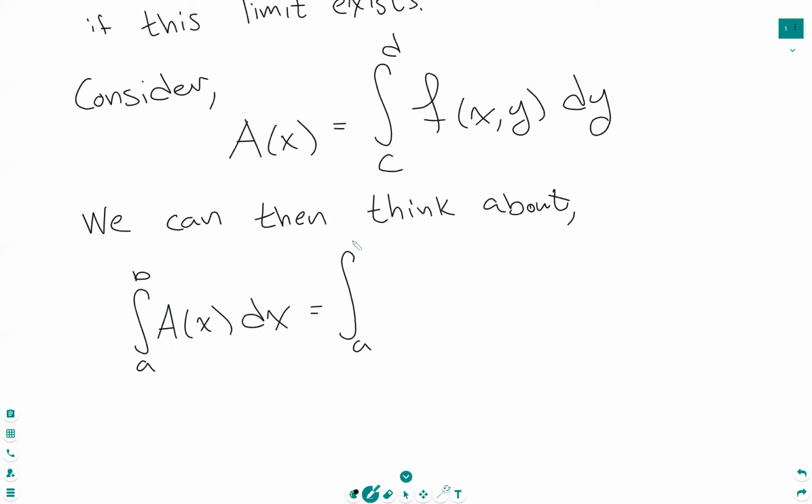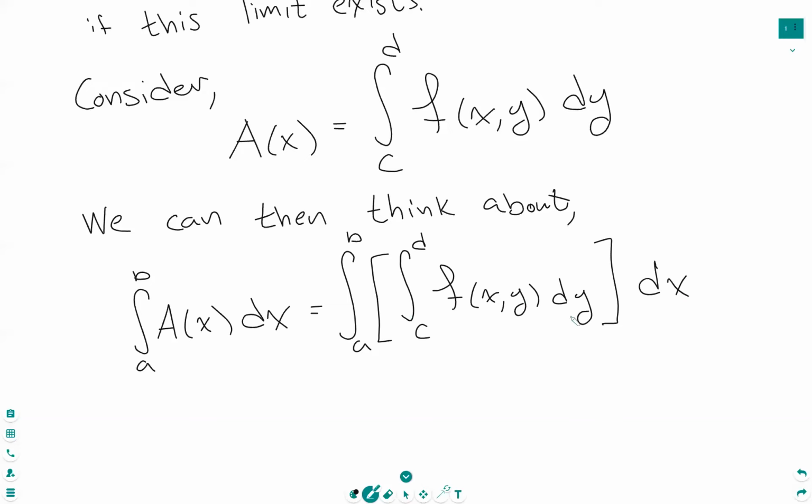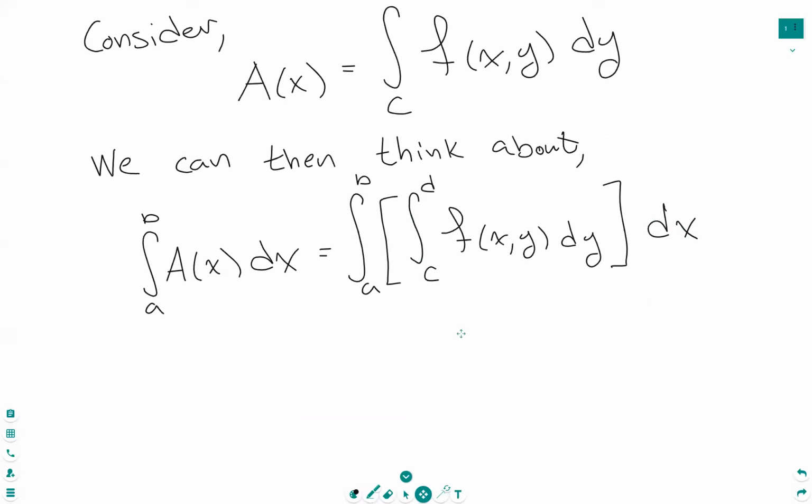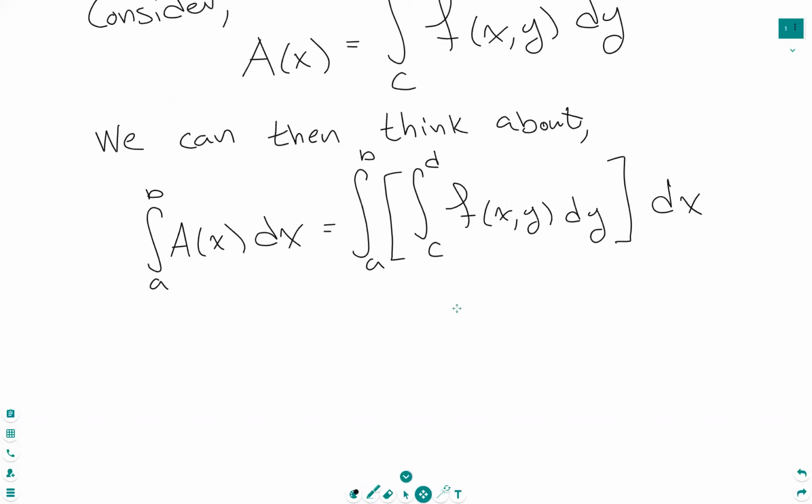Well, let me go ahead and replace A with our definition here. This is the integral from c to d of our function f of x and y dy. And then once I'm done integrating that with respect to y, I integrate it with respect to x, because the thing that comes out of this integral in the brackets is just a function of x, right? So it's perfectly fine for me to just integrate with respect to x here. And then at the end of the day, I should just get a number.